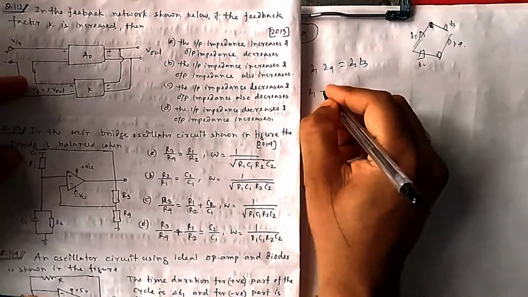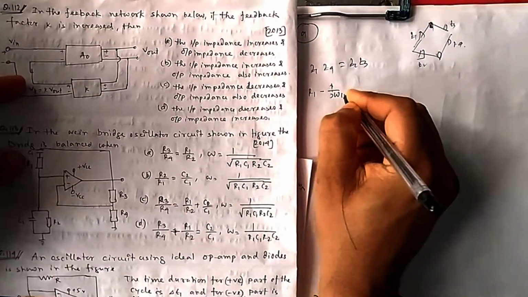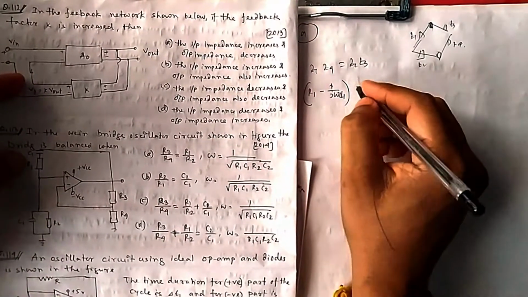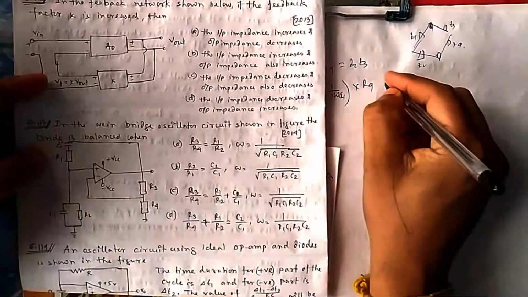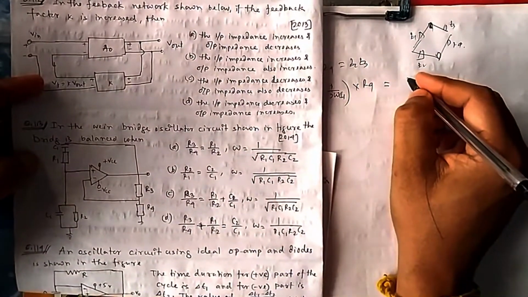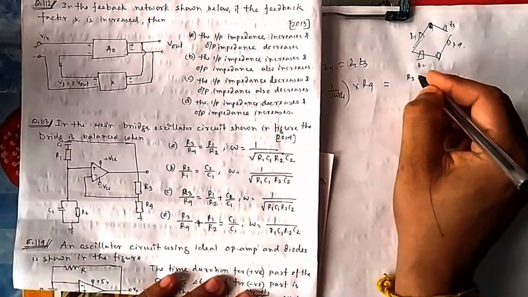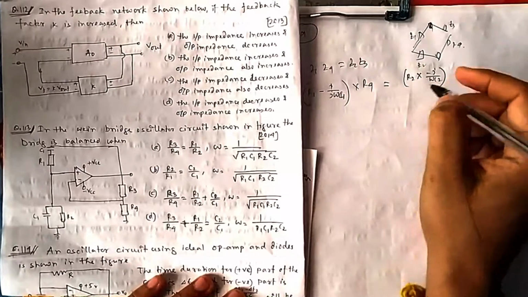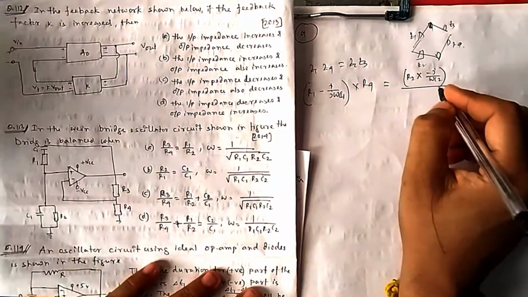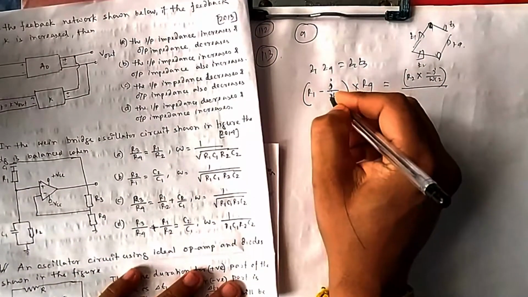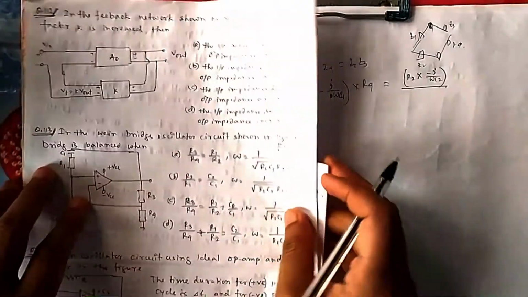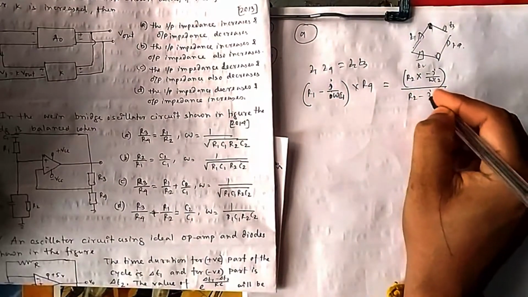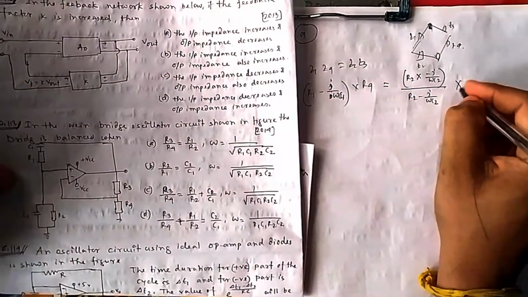So Z1 is R1 minus 1 by j omega C1. You can put s also and later change to omega C1, or you can start with this one. Z4 is your R4, and Z2 is R2 in parallel with minus j by omega C2, because it is 1 by j. That's why I'm putting minus, because j is in the denominator. If you take it in the numerator, it will be minus. Then R2 minus j by omega C2 multiplied by R3.